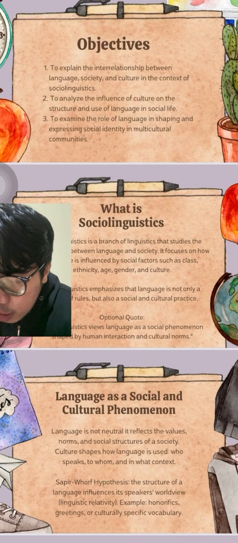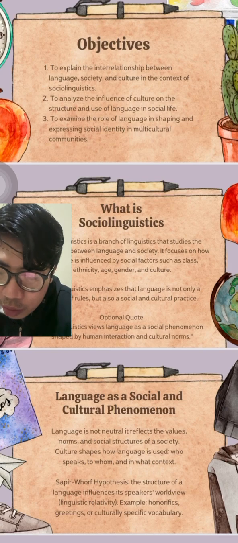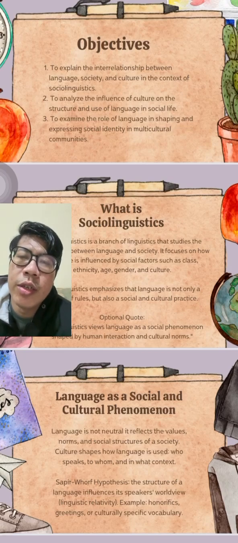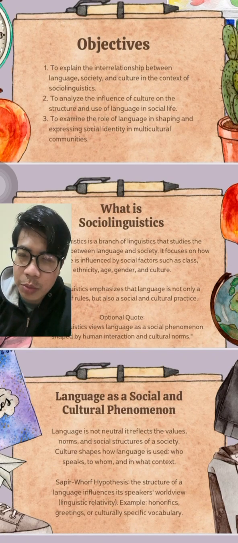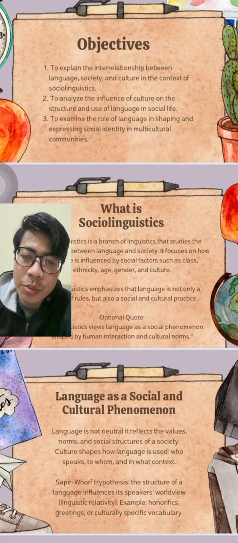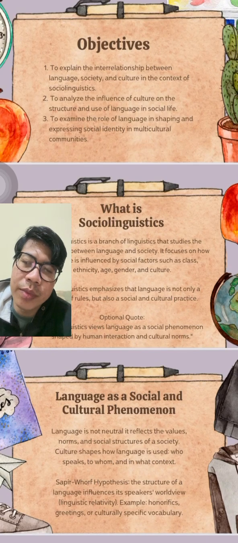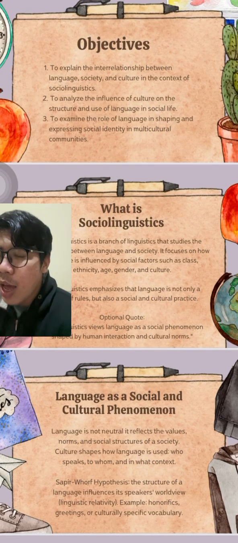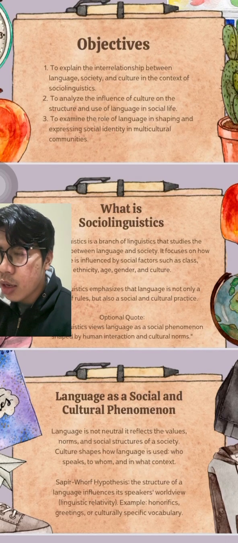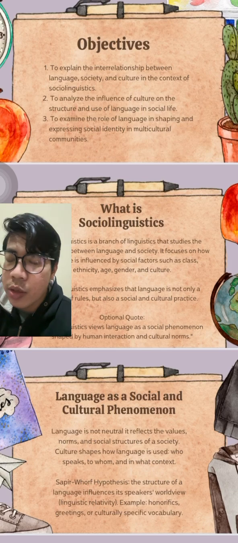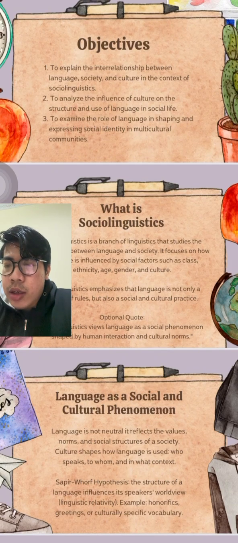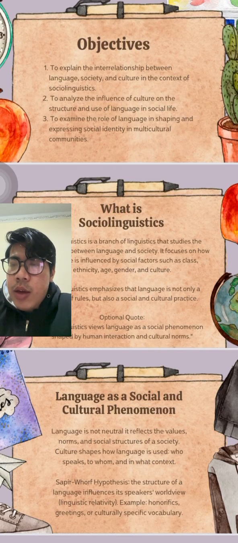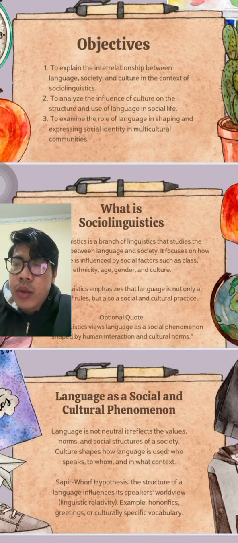Sociolinguistics emphasizes that language is not only a system of rules but also a social and cultural practice. Yes, that's correct. Sometimes we do it too much, not on purpose, doing what they're doing. That's what I'm saying. Language is a social and cultural phenomenon. That's correct. Language is not neutral. It reflects the values, norms, and social structures of society. Culture shapes how language is used, who speaks, to whom, and in what context.